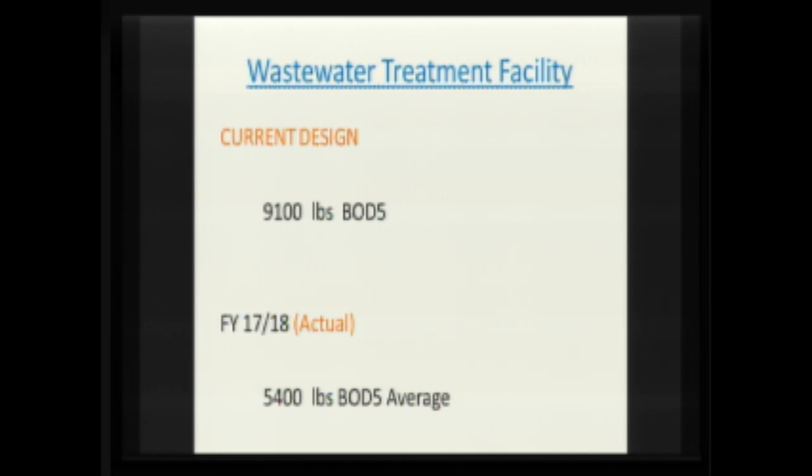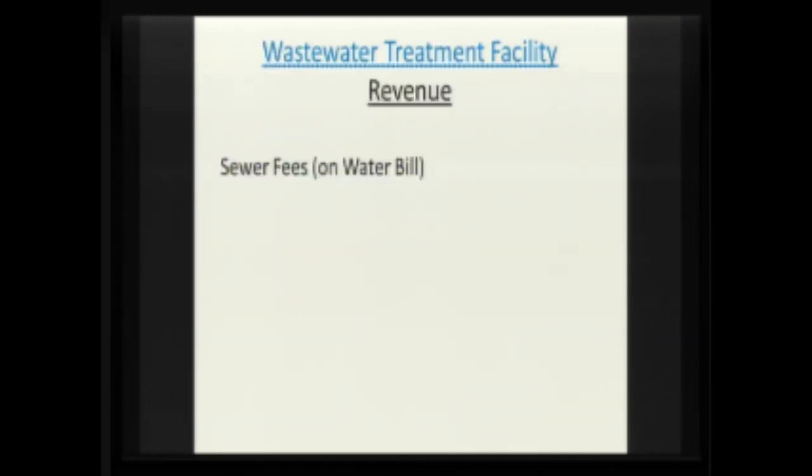Next slide. Where do we get our money? We get our money from the sewer fees that are on the water bill. That's our sole source of money that we have to operate the facility. Those fees are also used to help pay for the sewer department, which is handled out of the Public Works facility. So we split the funds between us.